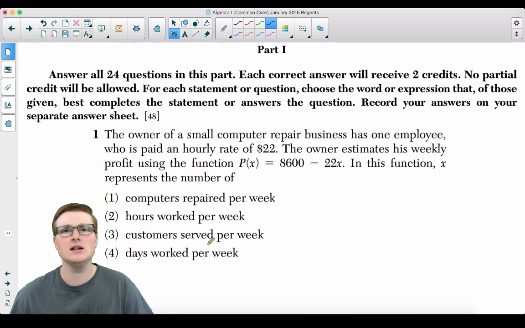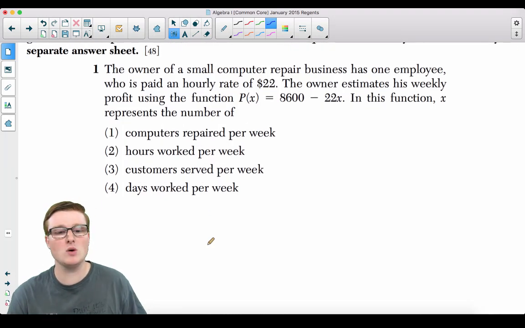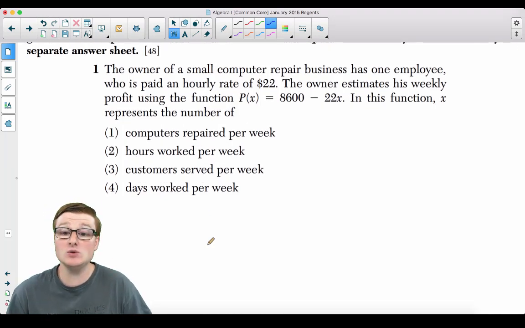Without further ado, let's get started. Number 1, the owner of a small computer repairs business has one employee who is paid an hourly rate of $22. The owner estimates his weekly profit using the function p of x equals 8,600 minus 22x. In this function, x represents the number of what?